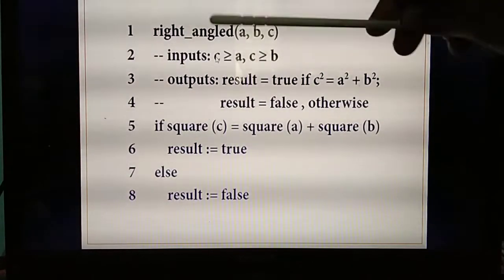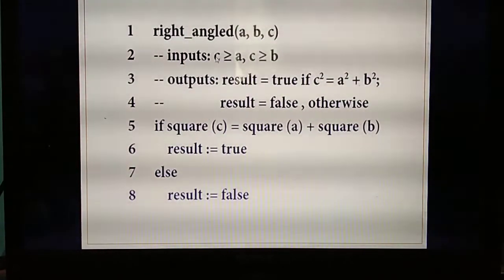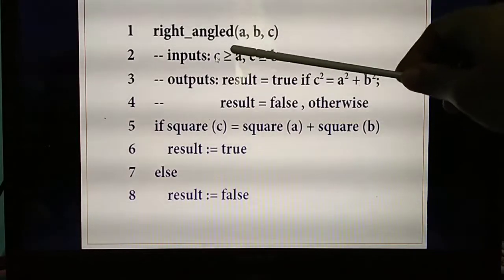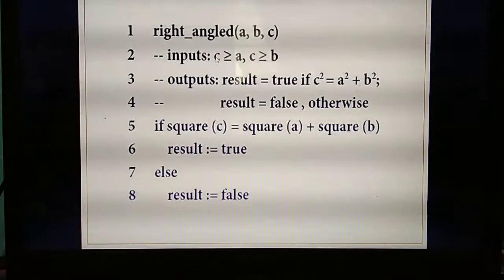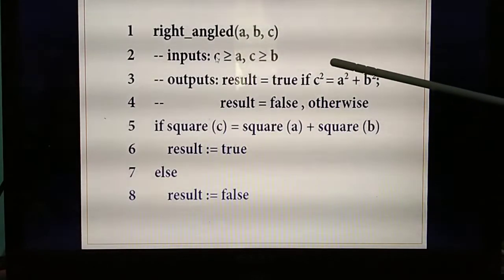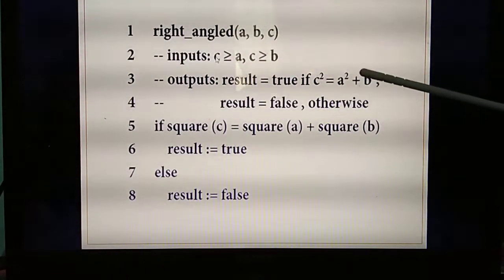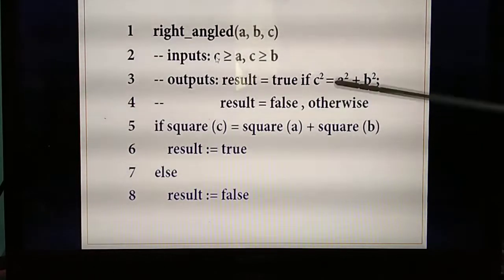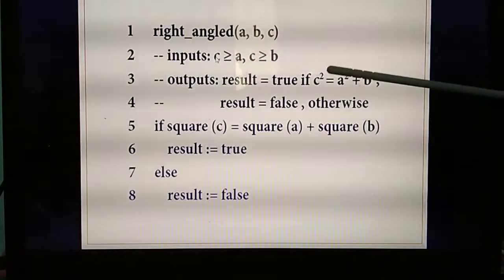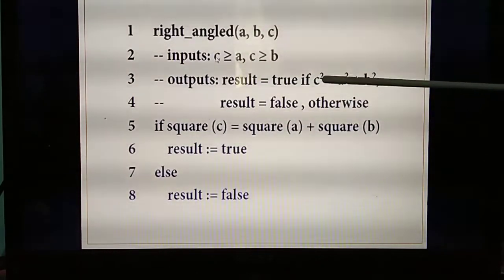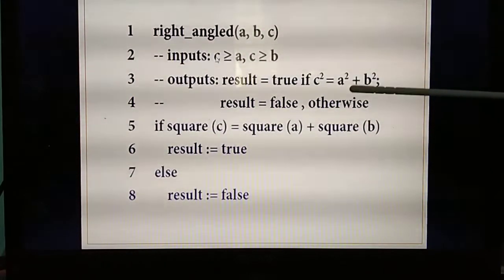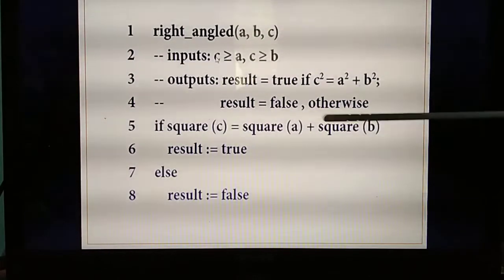Understand? So, the name of the algorithm is right angle, with 3 variables a, b, c. The condition is if the value of c is greater than a and b. If this result is true, what do you need to calculate? c square equals a square plus b square. If the result is false, you return the result as false. The same thing is written in words. If square of c equals square of a plus square of b, when it executes, the result is true. Otherwise, the result is false. Okay.